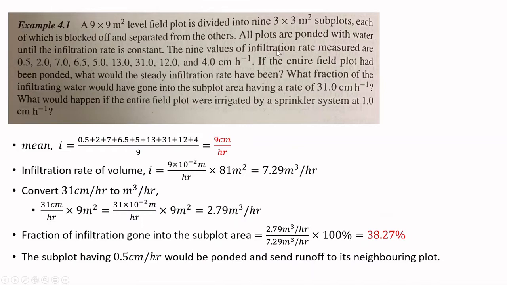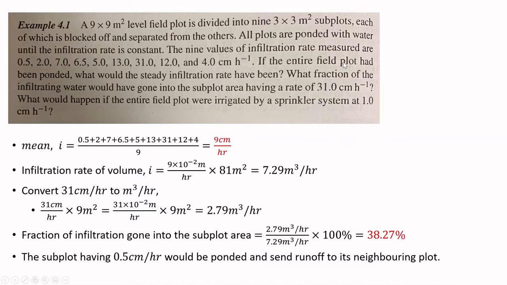So the 9 values of infiltration rate, for each 9 square meter subplot, are going to be different. The 9 infiltration rates measured are 0.5 centimeter per hour, 2.0 centimeters per hour, 7.0 centimeters per hour, and so on. The lowest one is 0.5 and the highest one is 31 centimeters per hour.